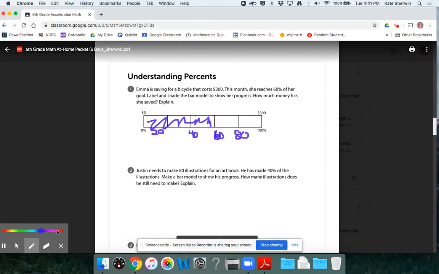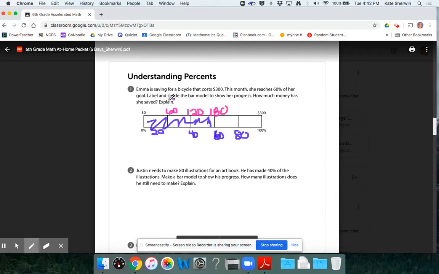So you're going to have to figure out, well, 300 divided by 5 is going to be 60, because 5 goes into 30 6 times, 5 goes into 0 0 times, 60. So here would be $60. Another 60 would be 120. And a third 60 would be 180. So if she's at 60% of her goal, that means she has raised so far $180.